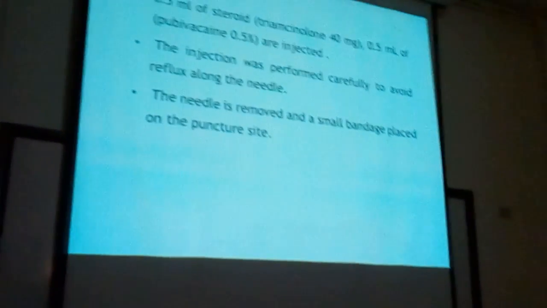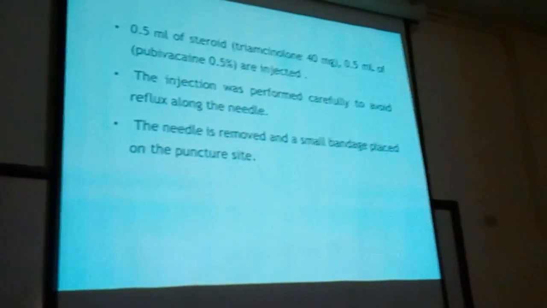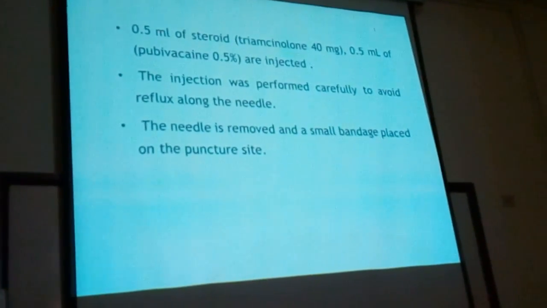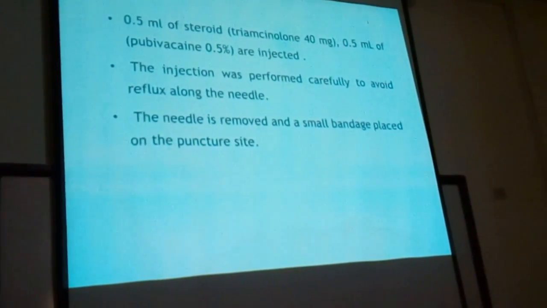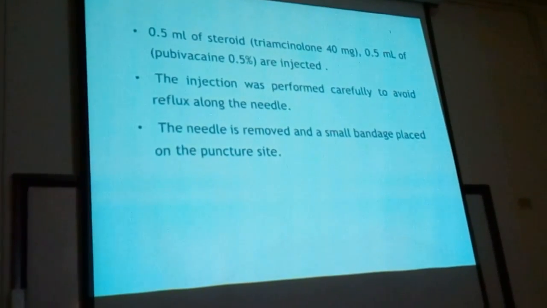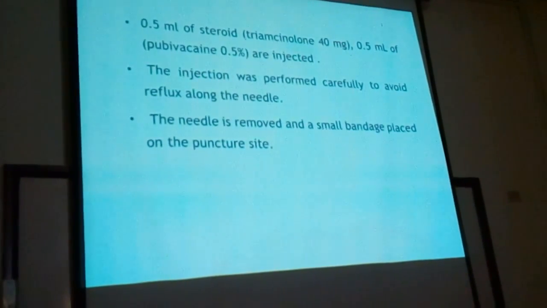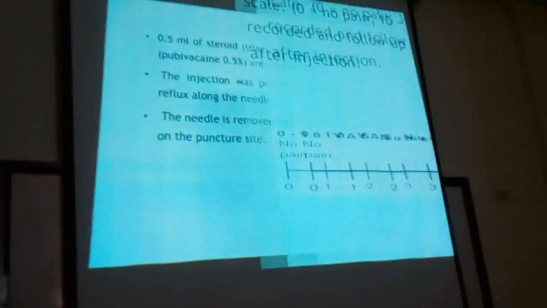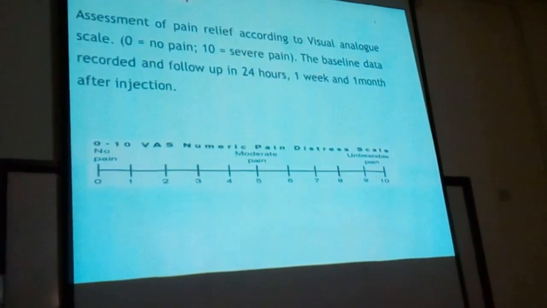Half a milliliter of steroid triamcinolone 40 milligram and half a milliliter of bupivacaine 0.5% are injected. The injection was performed carefully to avoid reflux and resistance in injection. The needle is removed and a small bandage placed on the puncture site. Follow-up assessment of pain relief is done according to the visual analog scale, 0 equals no pain and 10 equals severe pain. The baseline data were recorded and follow-up done at 24 hours, 1 week, and 1 month after injection.